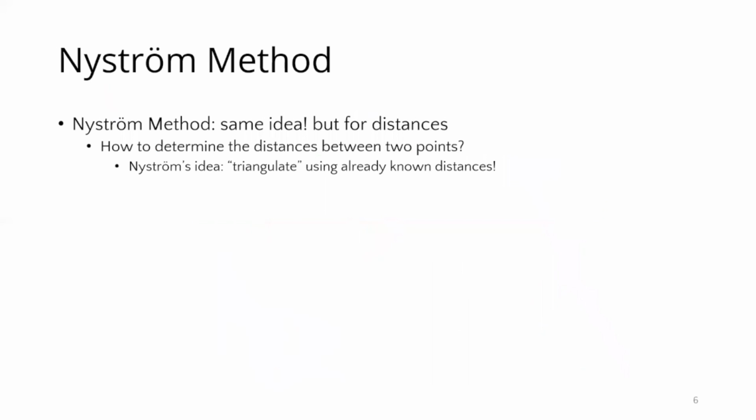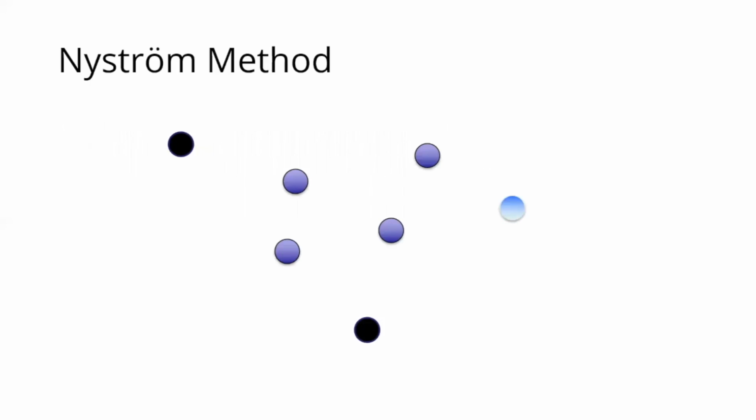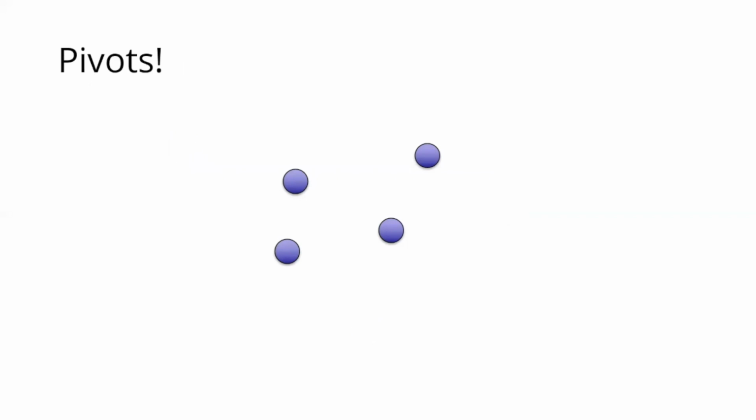And the Nystrom method, in some sense, is kind of the same idea. Okay, it's not exactly the same idea, so don't get it wrong. We're not measuring the direction per se, but it is kind of like a triangulation using the notion of distances. Okay, so here's the thing. Consider these points, and you'll notice that the points are sort of color coded. They have different colors. I'm going to call the blue dots in the middle pivots.